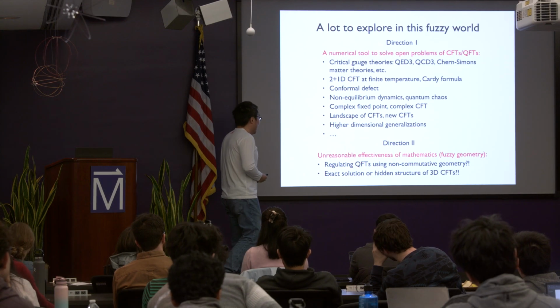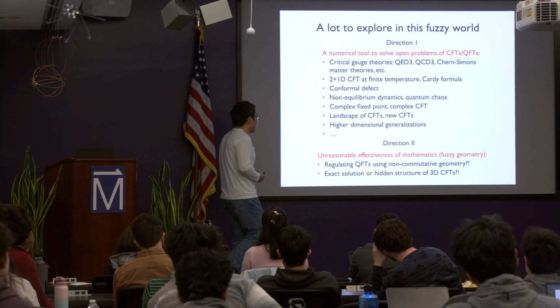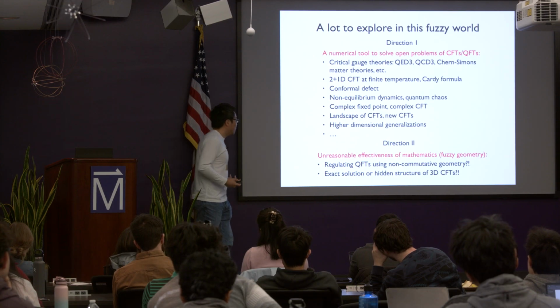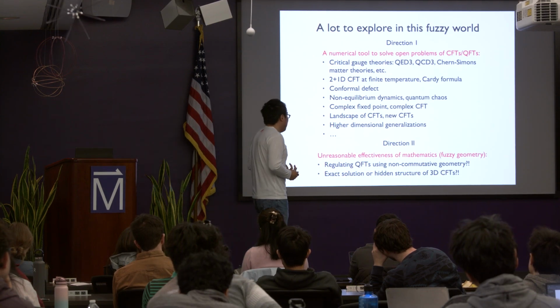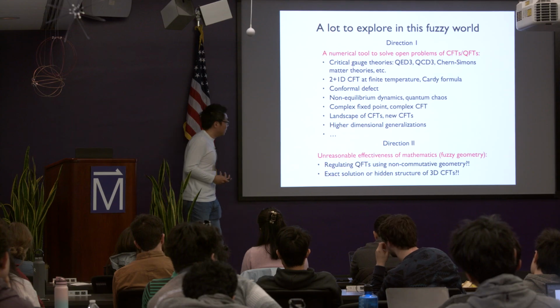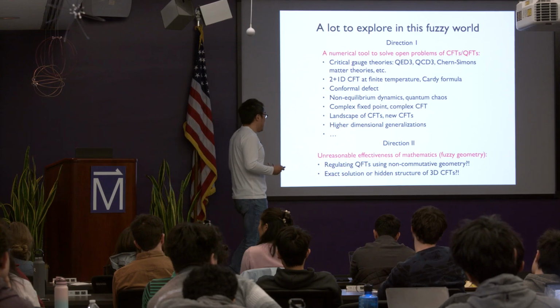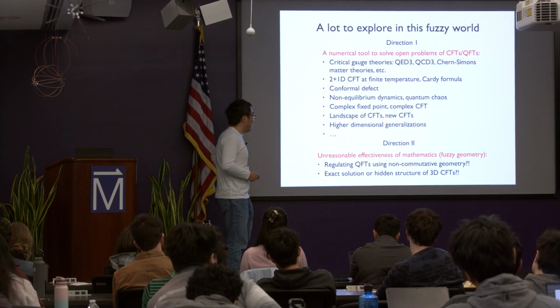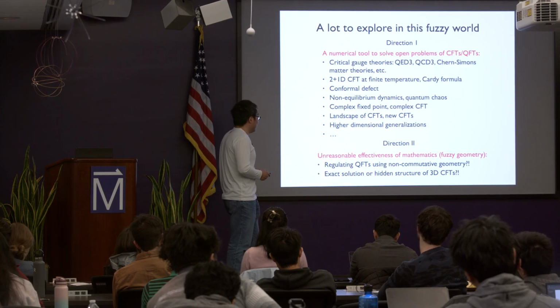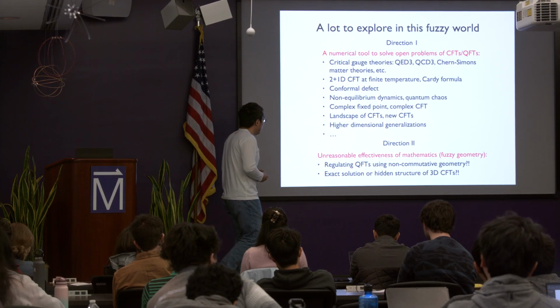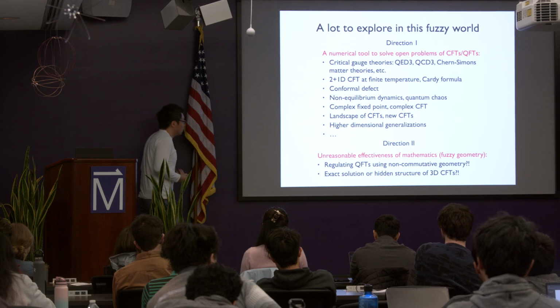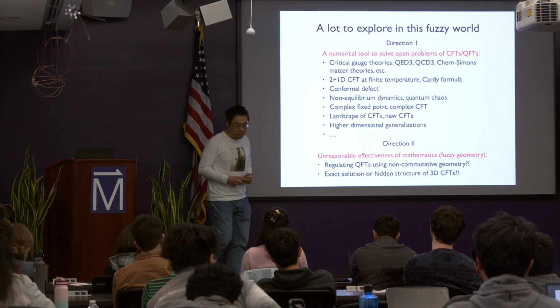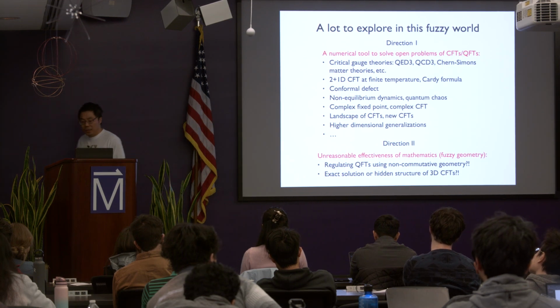I don't know the answer, but there may be 2 interesting possibilities, and maybe in the end both of them are the reason. So one is that maybe non-commutative geometry is the right thing to use to regularize QFT, or maybe it's also tied to the 3D CFTs.